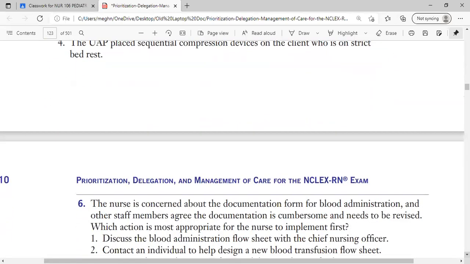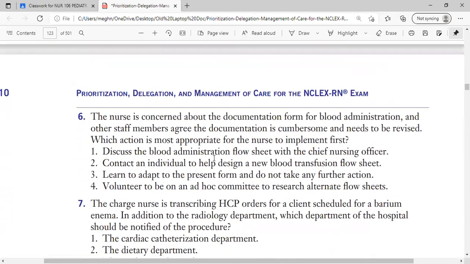Next questions. So here the questions we are following are prioritization, delegation, and management of care for the NCLEX board exam. Super important for our board. Number 6 here.